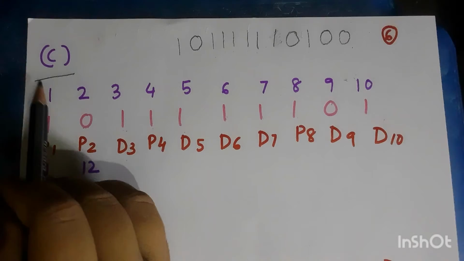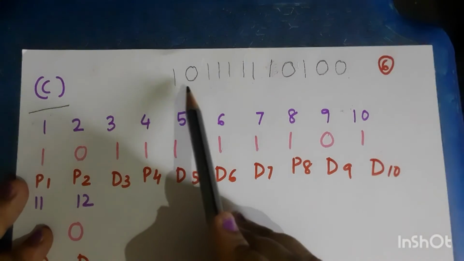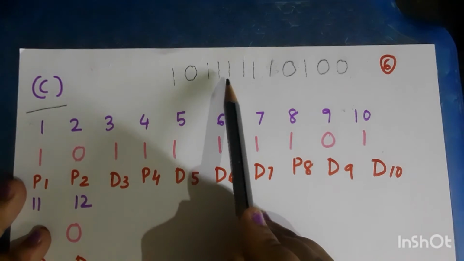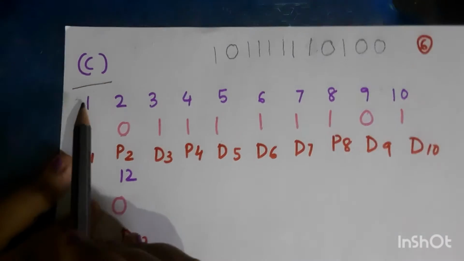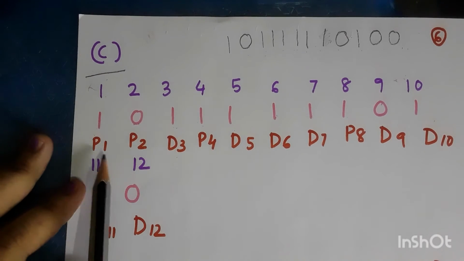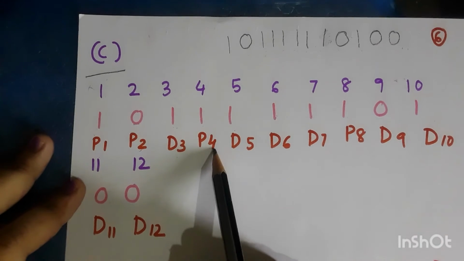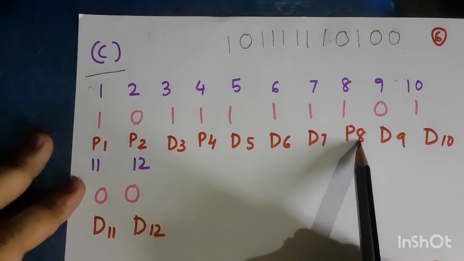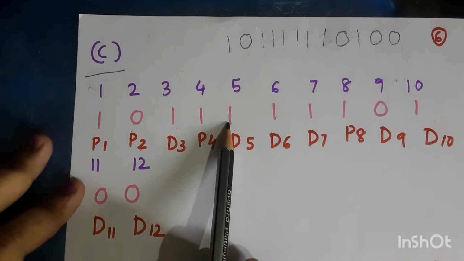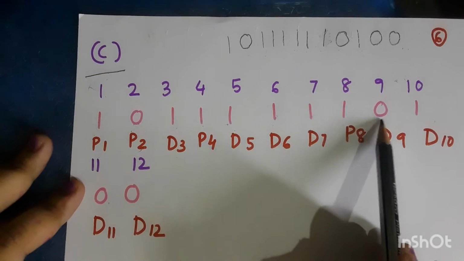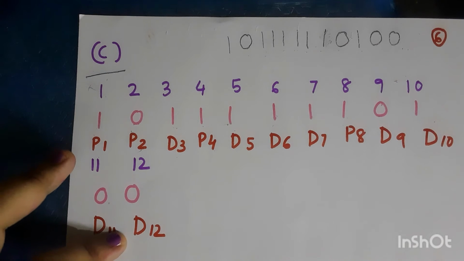Now let's take the case of C. What is the data that is read? That is 1 0 1 1 1 1 1 1 0 1 0 0. So here are the 1 to 12 bits. This one is the P1 bit, this is the P2 bit, this is the P4 bit and this is the P8 bit. So 12 bits have been read.